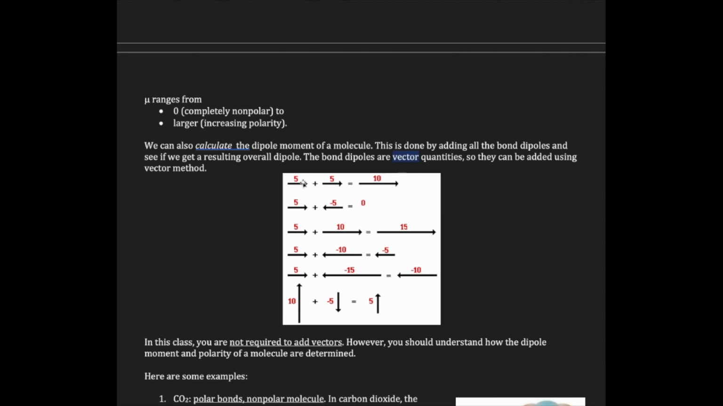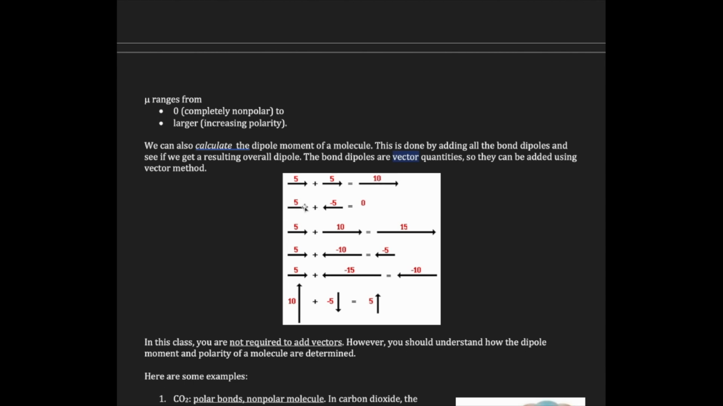So for example, if I have two bonds that are both pointing from left to right, and I add those two vectors, I get a vector that is twice as long, because it's 5 plus 5, so it becomes 10. So it's a vector pointing from left to right, but now the length is 10.